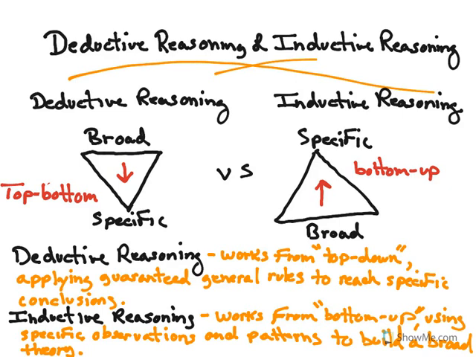Deductive reasoning works from top down, which means that it's applying guaranteed general rules to reach specific conclusions. Whereas inductive reasoning is the other way around. It works from bottom up, which basically means using specific observations and patterns to build a more broad theory.